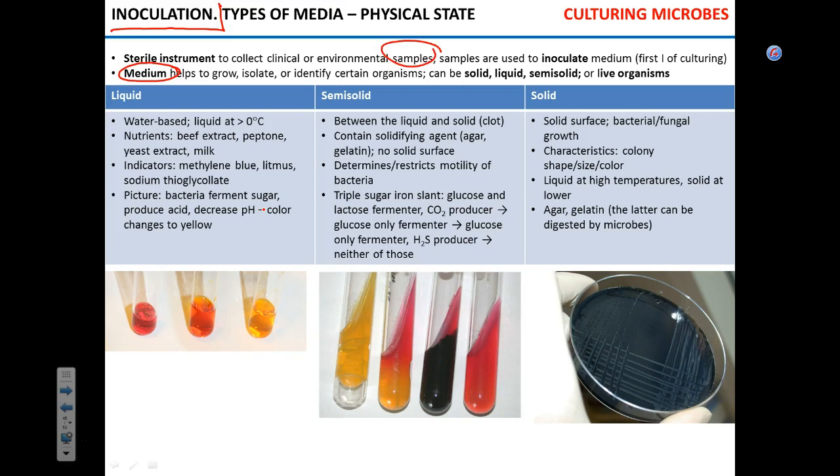So the first step to any procedure of microbial cultivation is to collect the sample. And the most important part of that process is to use a sterile instrument. Okay? Makes sense, right? Now, environmental samples can be any.